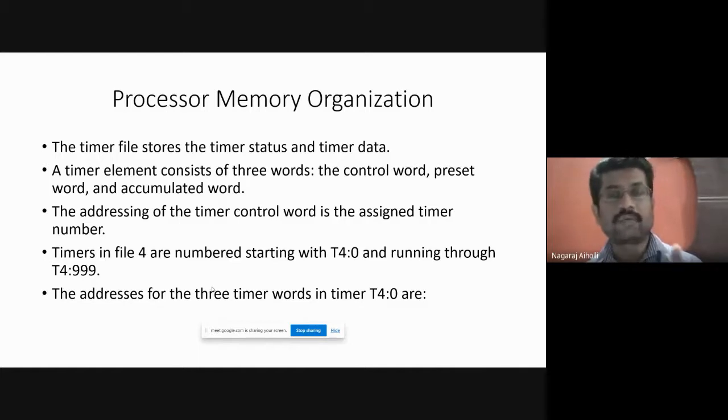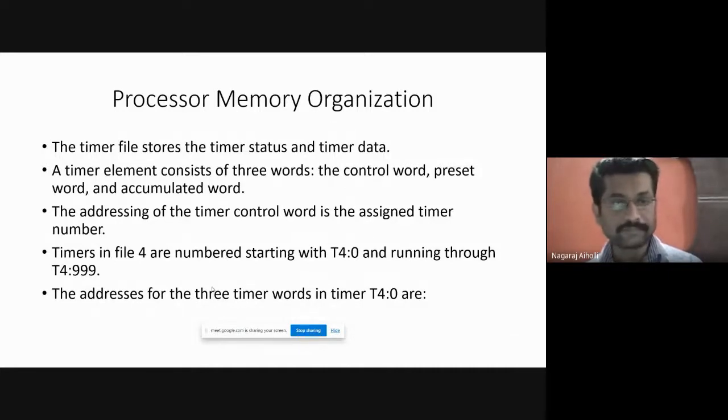Then the accumulated word. Accumulated word means once a timer starts to function, at the end of the timer, after the time elapses, whatever value is stored in the timer is called the accumulated word. There are three words: the control word for controlling the operation, the preset word, the value we set for initialization, and the accumulated word, the final value stored in the timer once the time elapses, also called the accumulated data.